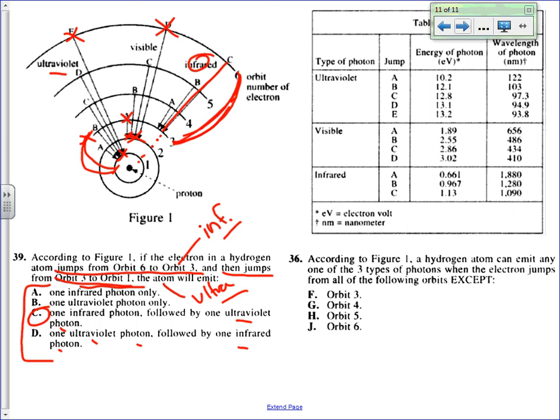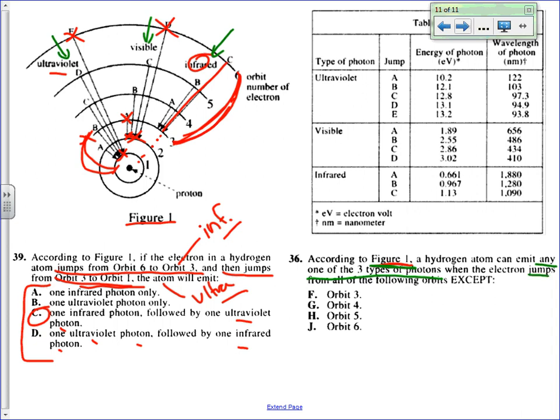Last but not least, according to figure 1, a hydrogen atom can emit any one of the 3 types of photons when an electron jumps from all of the following orbits except. Again, it sounds like a tricky question, but it's really not. We're looking at figure 1. A hydrogen atom can emit any of the 3 types of photons. What are our 3 types of photons? Either infrared, visible, or ultraviolet. So it can release anything.